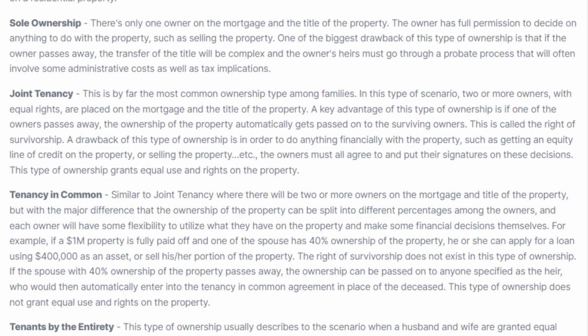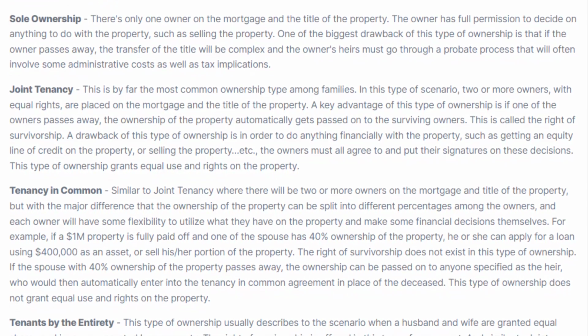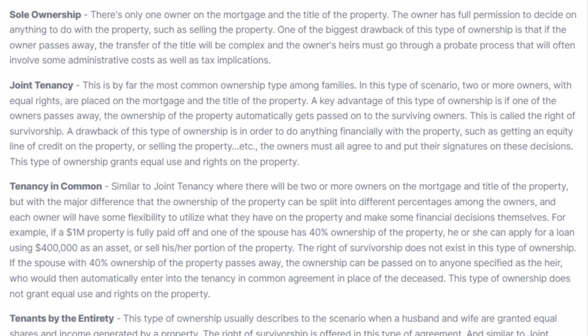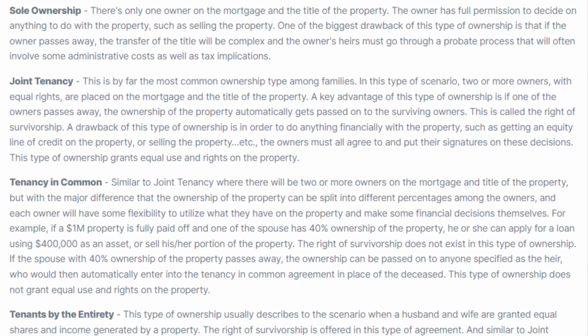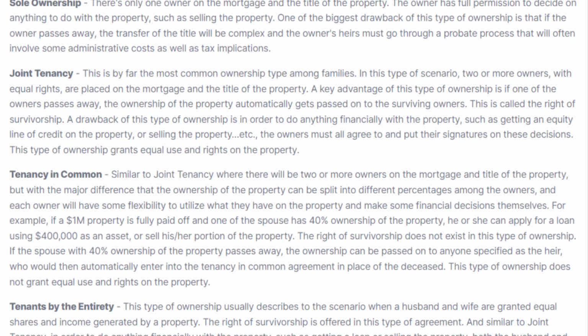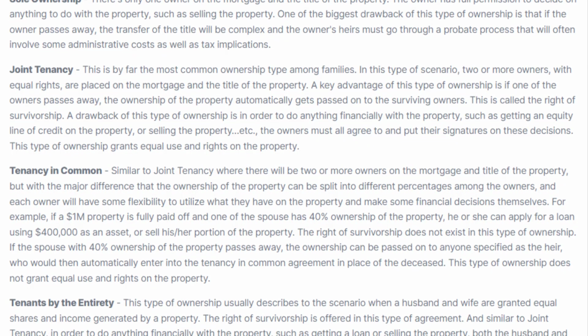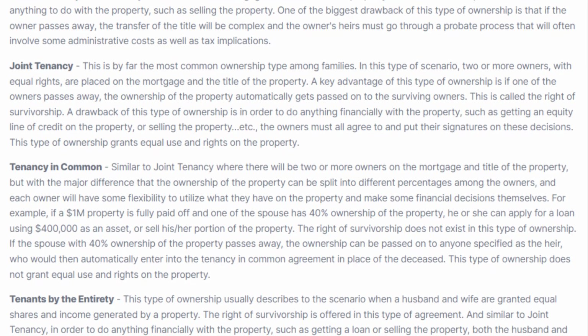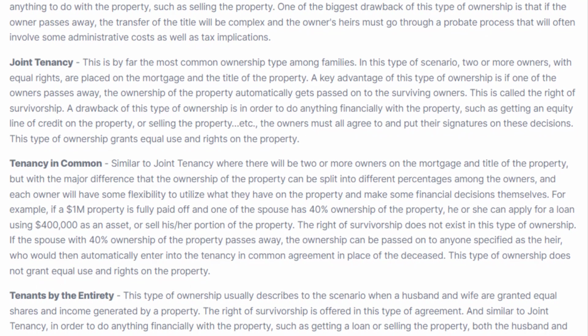Third type, tenancy in common. Similar to joint tenancy, there will be two or more owners on the mortgage and title of the property, but with the major difference that the ownership of the property can be split into different percentages among the owners, and each owner will have some flexibility to utilize what they have on the property and make some financial decisions themselves.